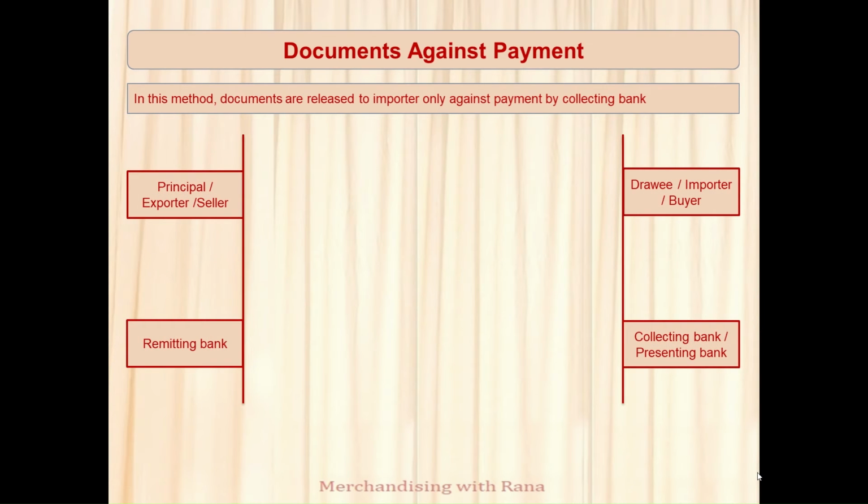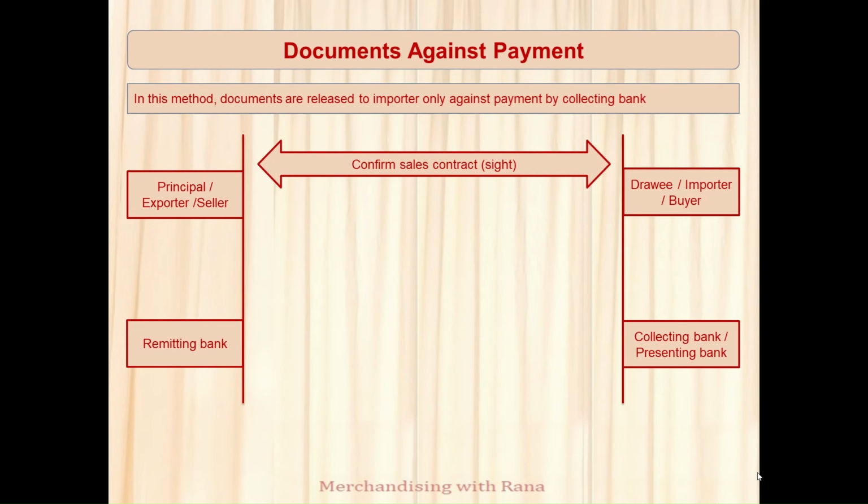There are four parties. Let me describe these things. From the left and top corner: principal, exporter, or seller. Seller means who is selling the goods, and they are called the principal. Below, the remitting bank is working for the seller. On the right hand side, the drawee, importer or buyer. And the collecting bank and presenting bank work for the importer.